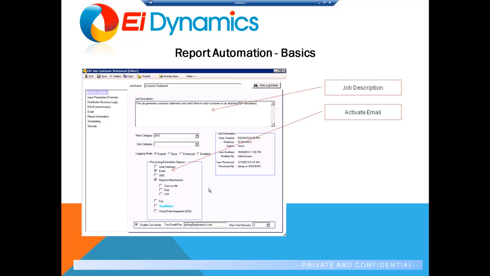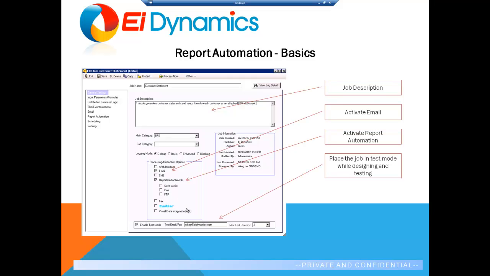In this particular job, we're automating a report and we're going to send it off as an email. So we have to check the email checkbox, and we also have to check the report attachments checkbox to enable those features in the software.